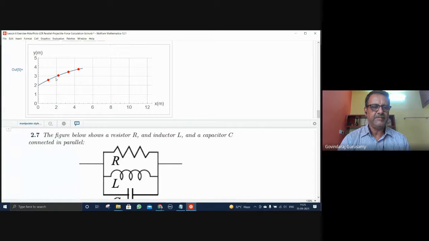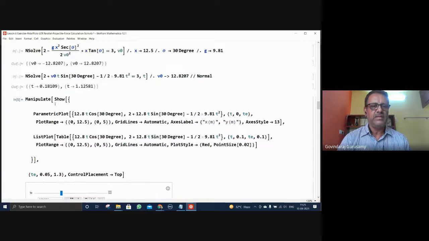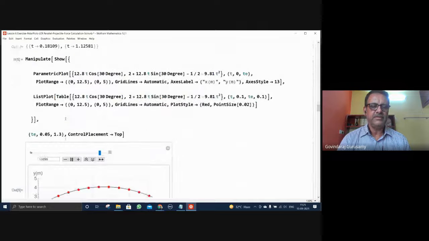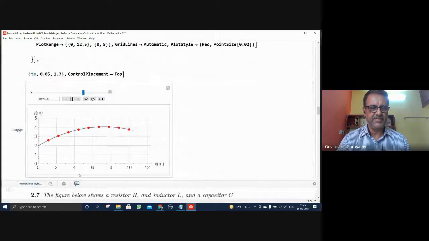If you want to check whether this time is right or wrong, you can check what the range is at the time of 0.18109 by using this x value. You can do all those things and confirm yourself. Yes, it goes through 2 different times with the same height. I can find this out through the range calculation. So this is the 12.5 range.